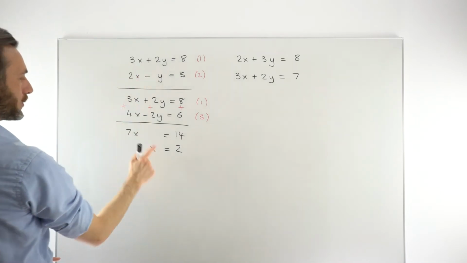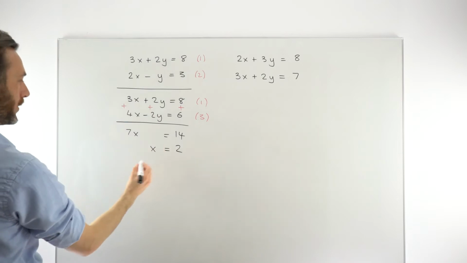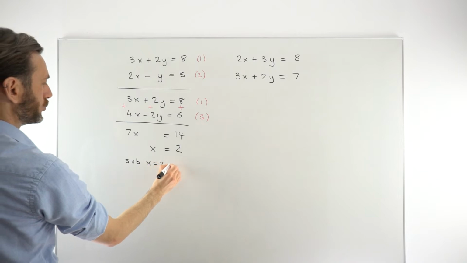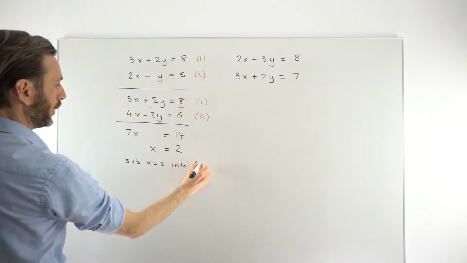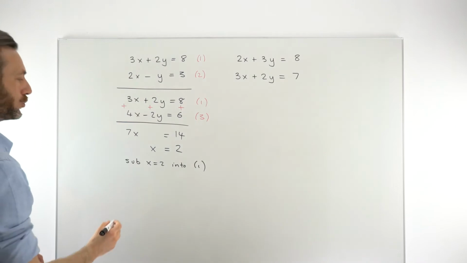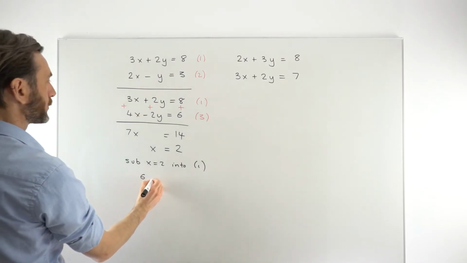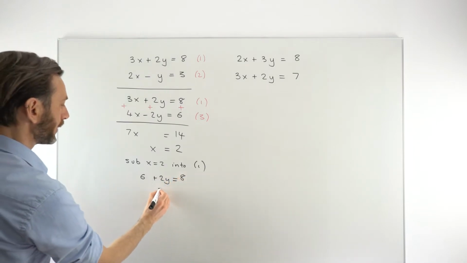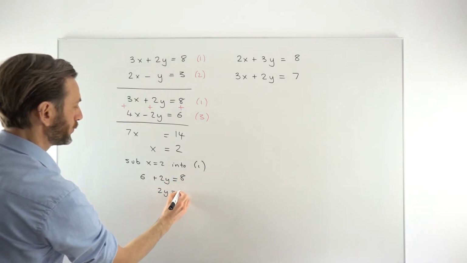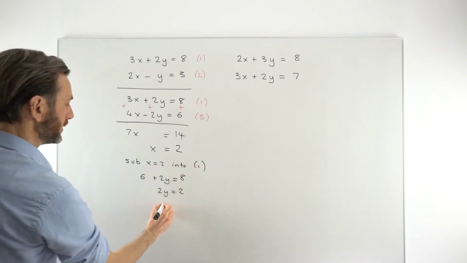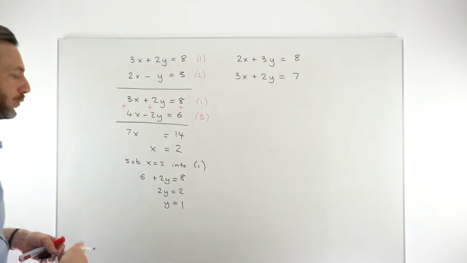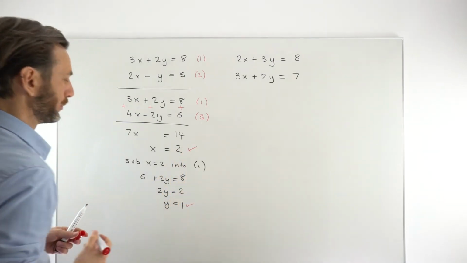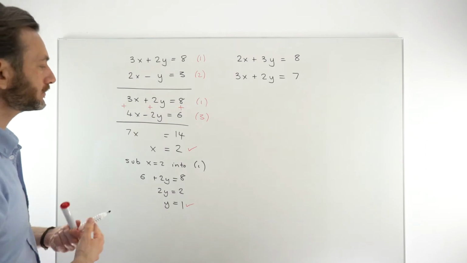So 3x, x is 2, 3 times 2. This is actually going to, first of all, substitute x equals 2 into equation 1, just to keep track of what we're doing. So 3 times 2 gives you 6. Just writing down the rest of the equation, plus 2y equals 8. So you're going to get 2y equals 2 by moving the 6 to the other side. Solving that, you get y equals 1. So that's basically our solution pair there, x equals 2 and y equals 1.